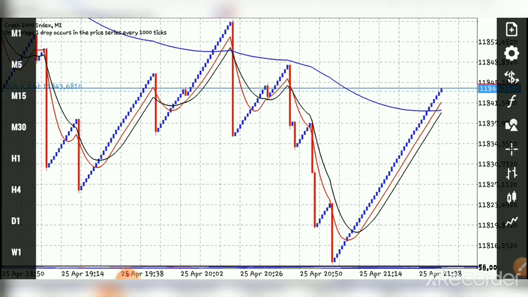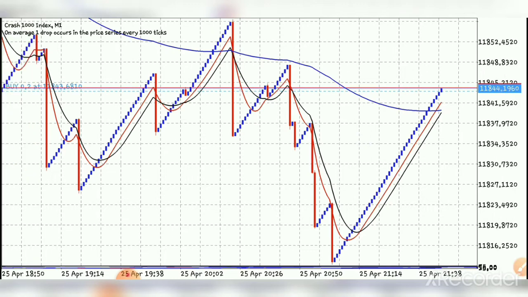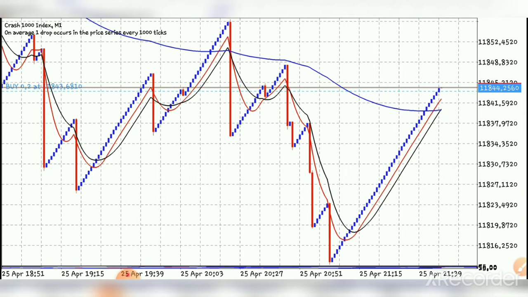So by looking at this, let's also talk about boom 500. Boom is just the opposite of crash. I told you crash 500 and crash 1000, their normal trend is uptrend. It means if you want to trade the trend for crash 1000 and crash 500, you place a buy trade. But in the case of boom, the reverse is the case. The normal trend for boom is downtrend, so you have to be selling to trade the trend of boom 500 and boom 1000.